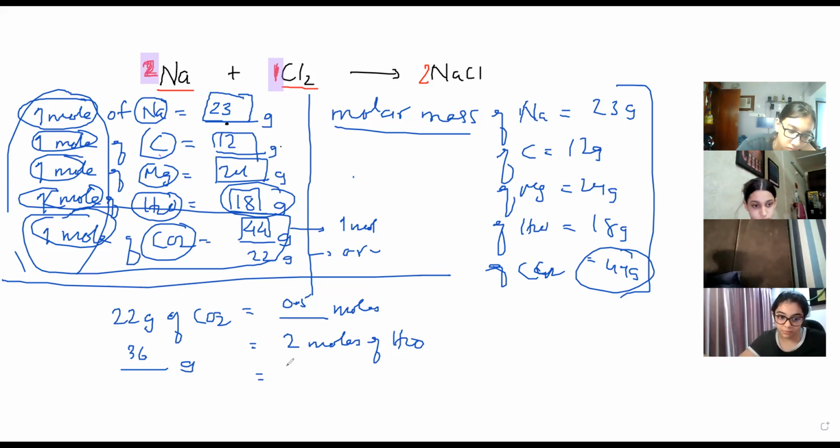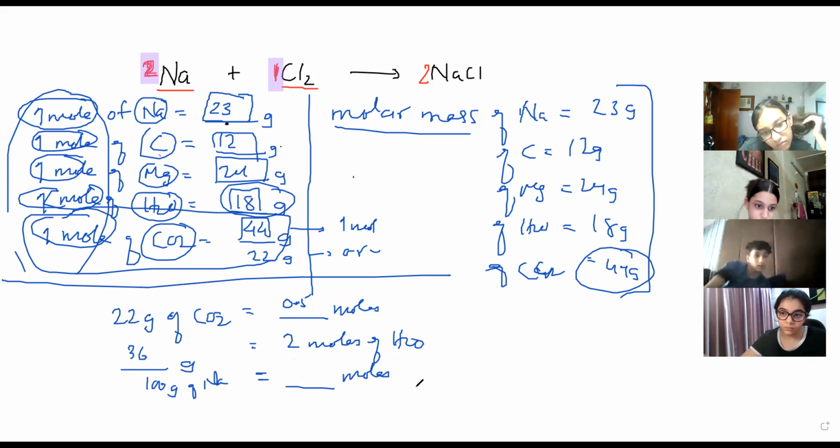Verushka, if I take 100 grams of sodium, how many moles will that make? If you can't give me the answer, at least tell me how you will find it out, like how you will do the calculation, or you have a calculator, you can do the calculation and tell me the answer.